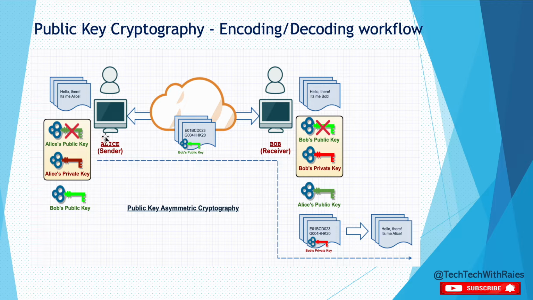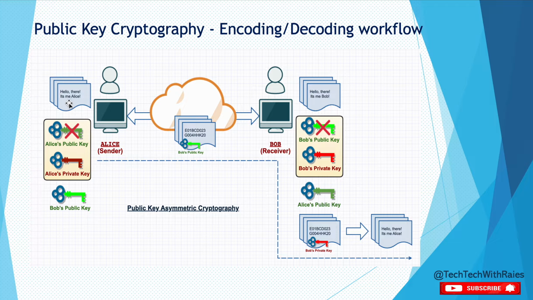So basically, at the sender side there will be two keys: Alice's private key and Bob's public key. Similarly here, Bob's private key will be there and Alice's public key will be there. Now let's try to send this particular message from Alice to Bob.